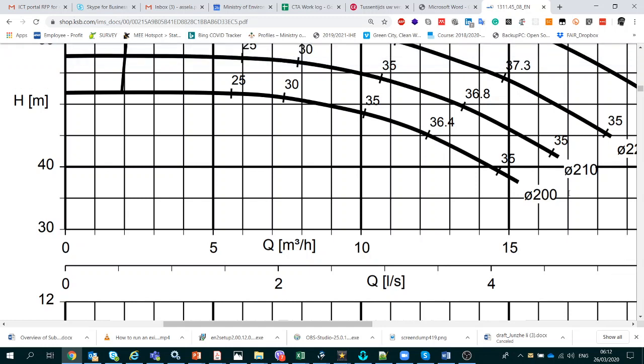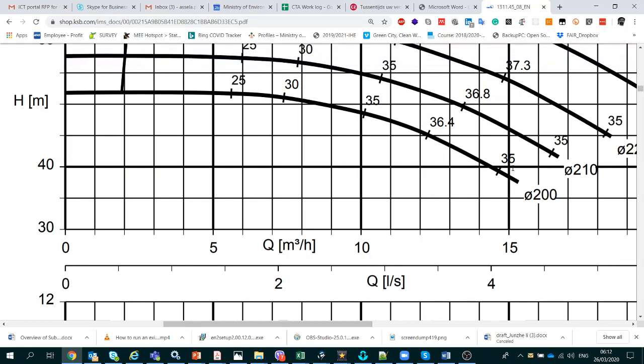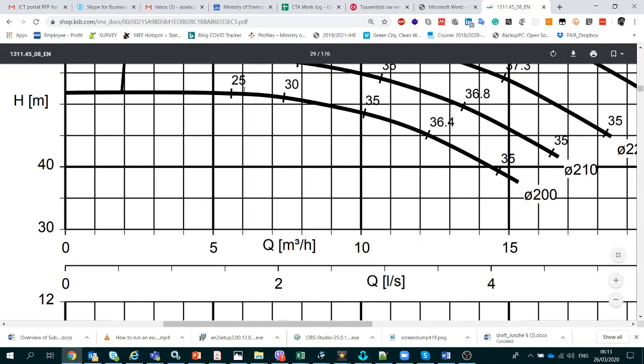Now, there is another set of numbers here. These 36.4, 35, 30, 25, those numbers, are actually the efficiency numbers. So depending on the position at which the pump is operating, because pump operation always shifts around this curve, depending on the location where it is operating, it will have different levels of efficiency. That is what these numbers say.